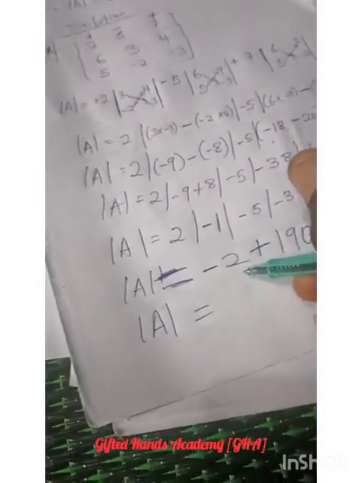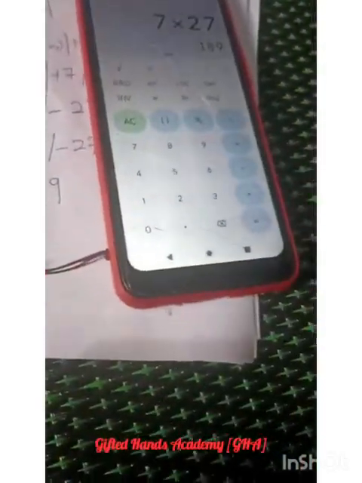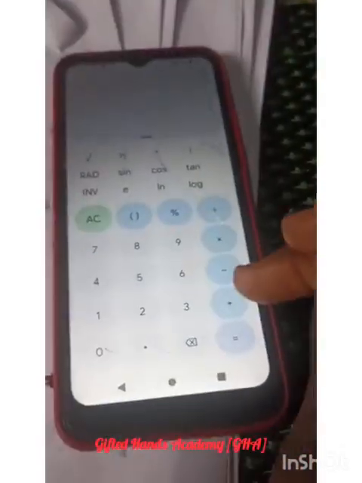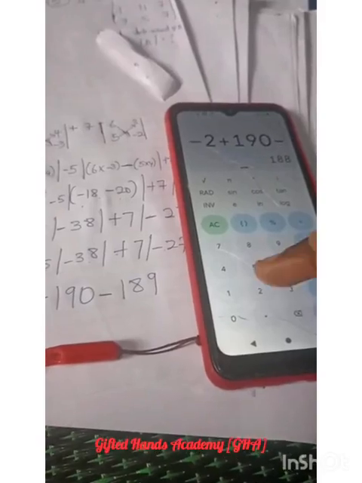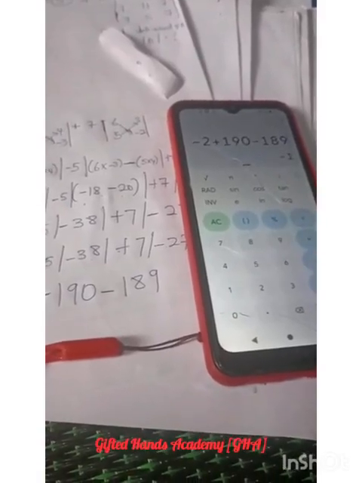So my determinant A is equal to minus 2 plus 190 minus 189. Let me just use the calculator so that it will be fast. Minus 2 plus 190 minus 189. Can we see that? So my final answer is minus 1. Minus 1. That is my final answer.